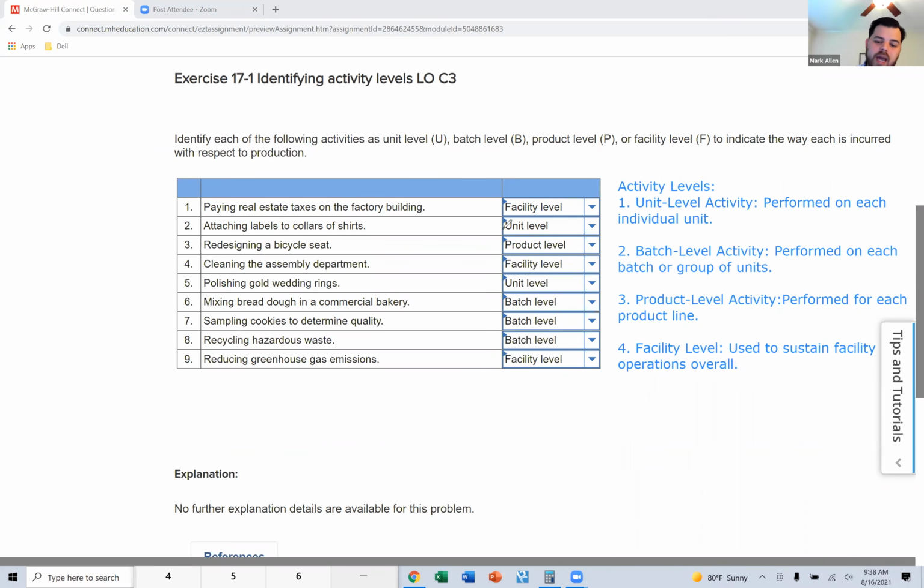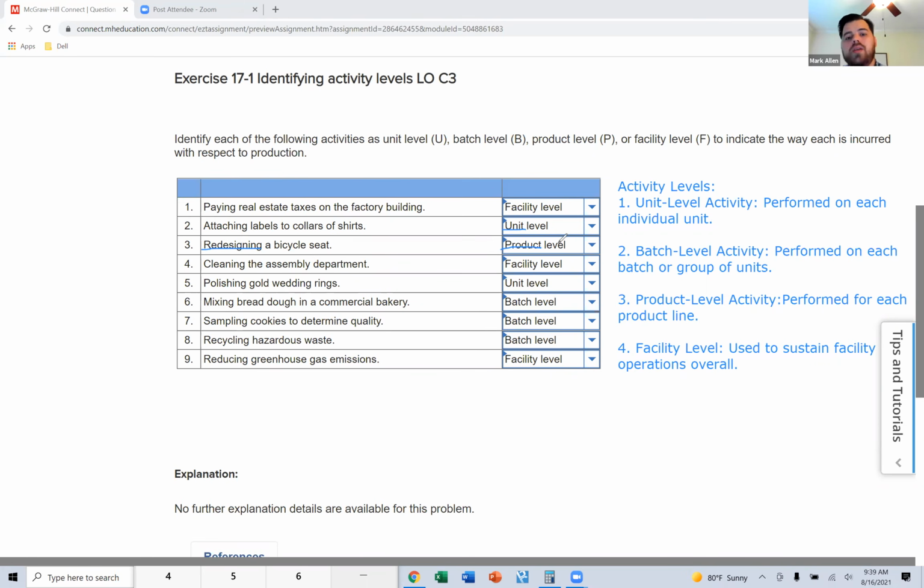Attaching labels has to happen to every single shirt, because if it doesn't have a label... So that is a unit level activity. The redesign of a bicycle seat, well, once I've redesigned it, I don't need to redesign it for the next bike or the next batch of bikes. That is a product level activity.